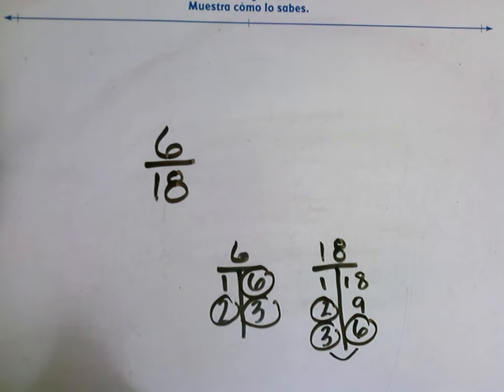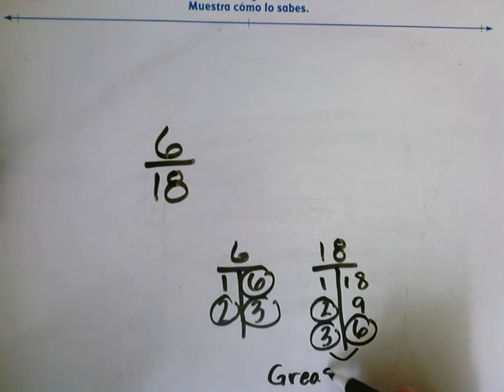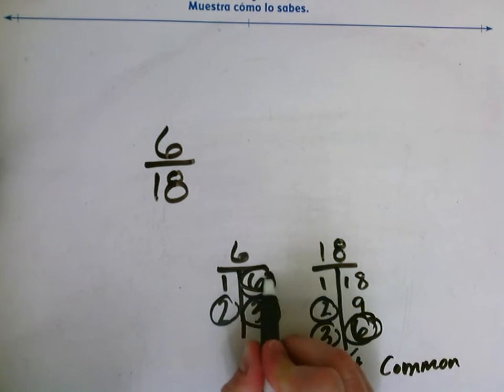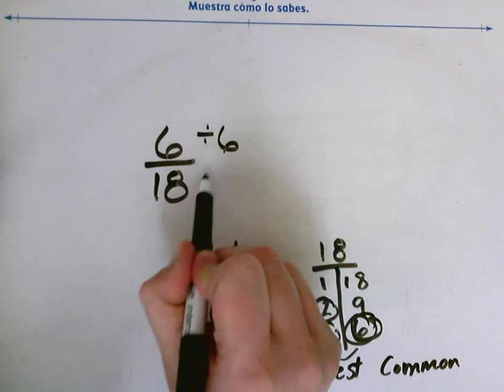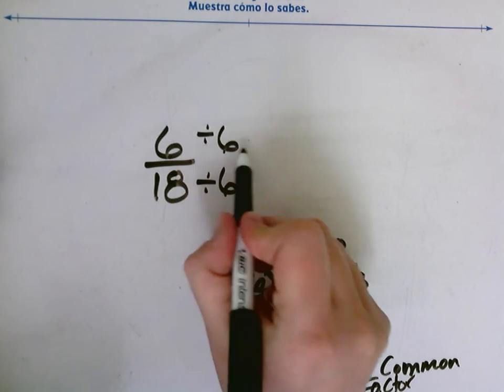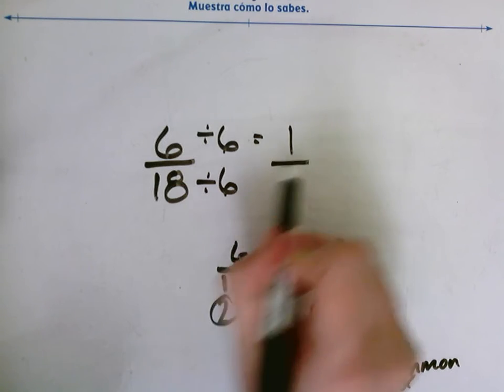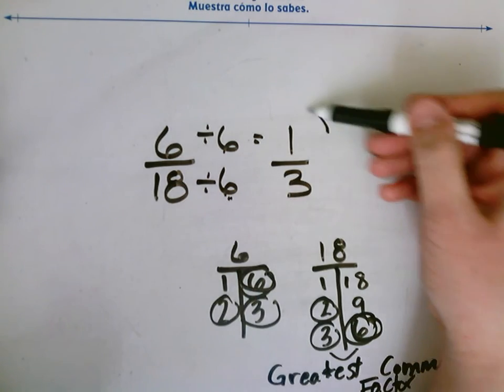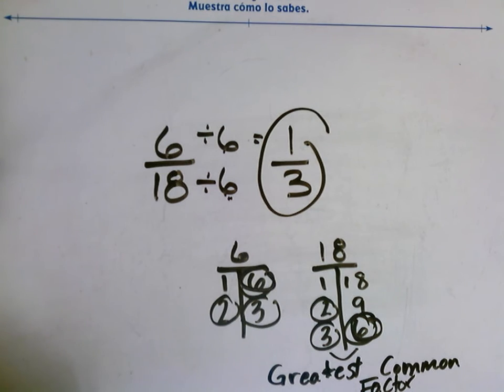If I want to divide by a number and get the smallest answer, I'm going to divide by my greatest common factor. So I want to pick the largest number that they have in common, which is 6. I'm going to divide both of these by 6. That means I only have to divide once, my greatest common factor. 6 divided by 6 equals 1. 18 divided by 6 equals 3. So my simplest form, or my lowest terms, is 1/3.